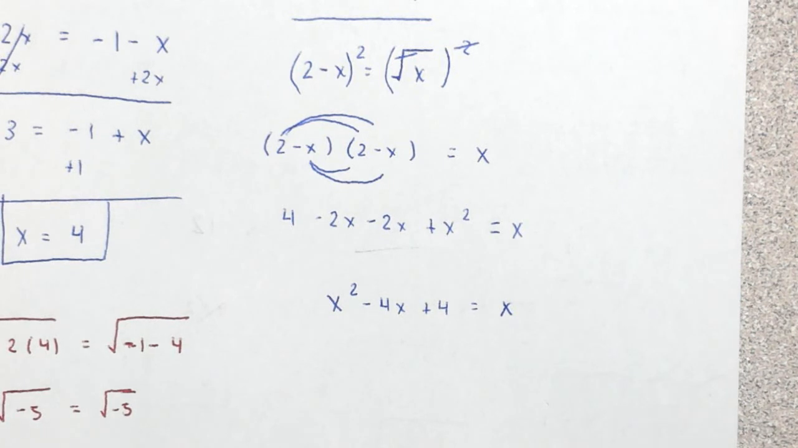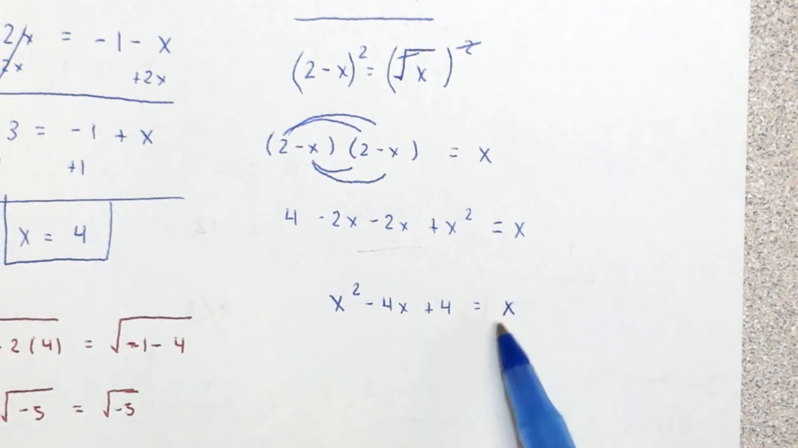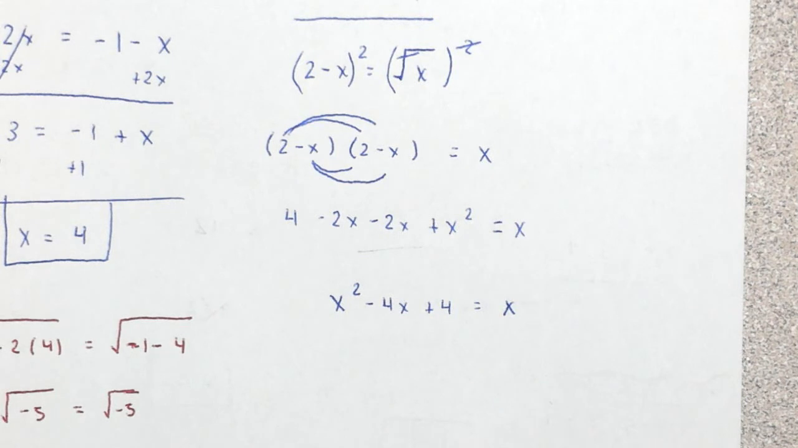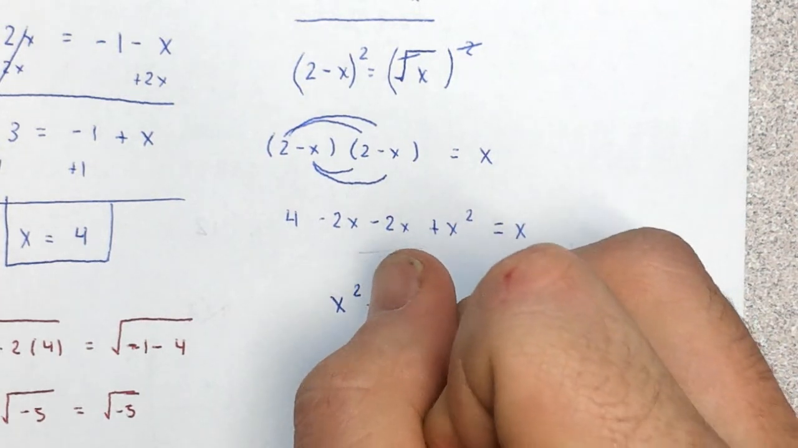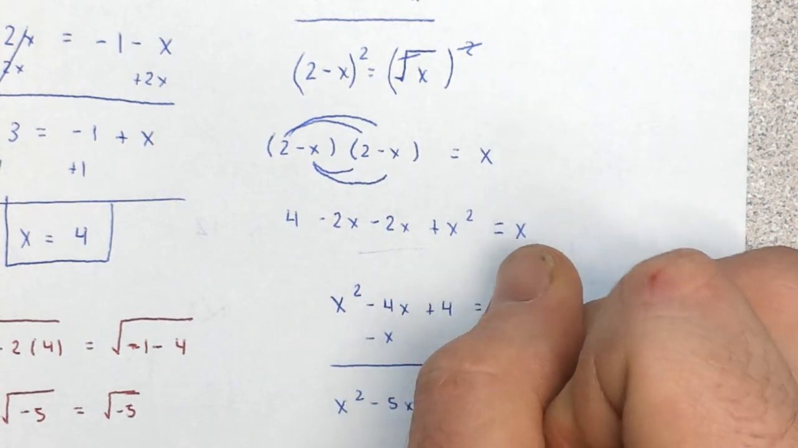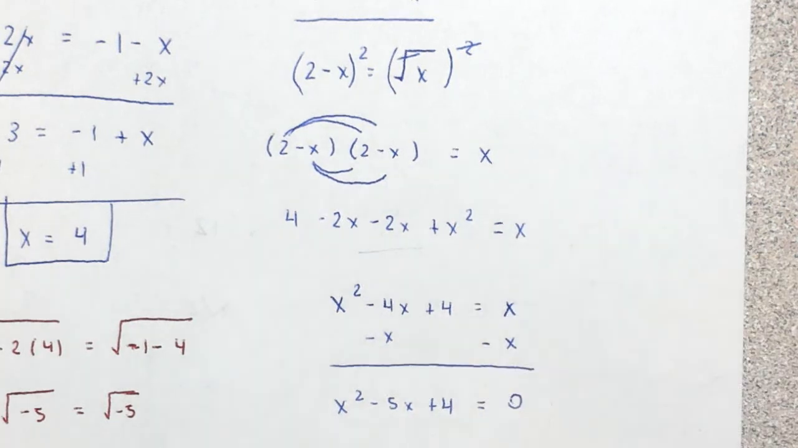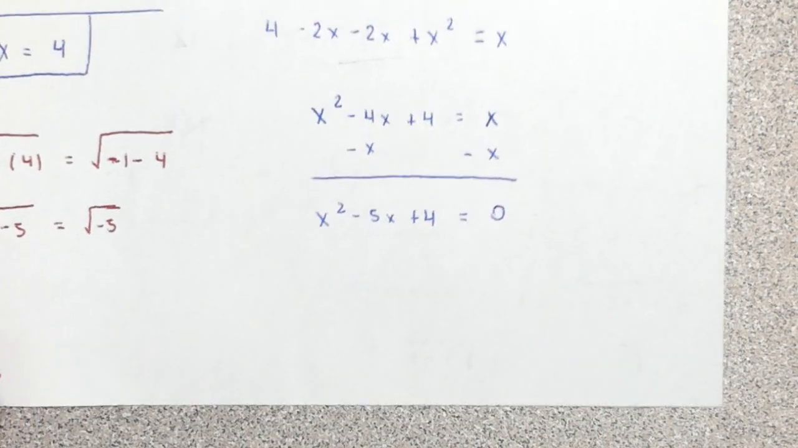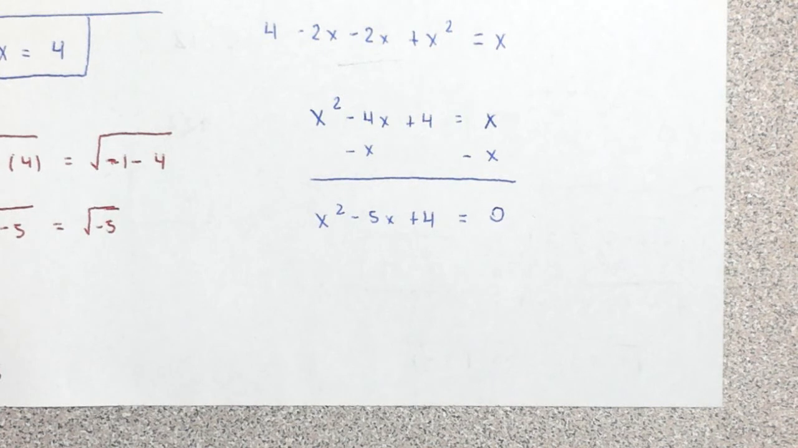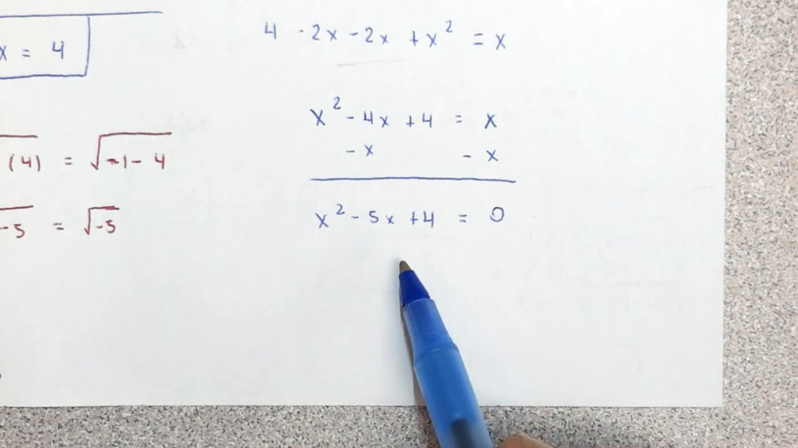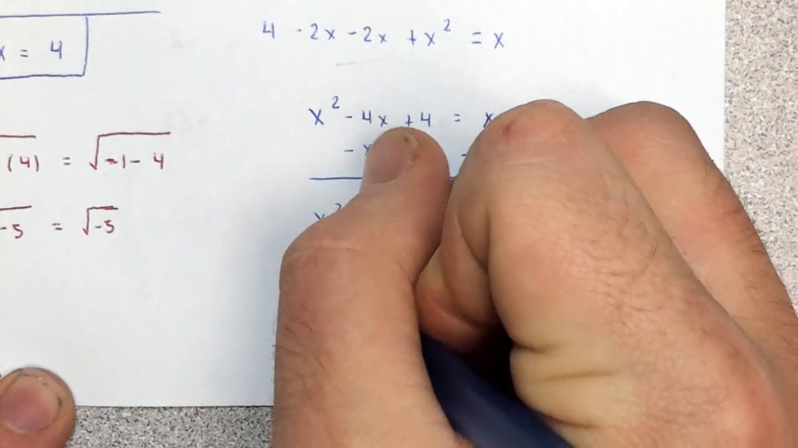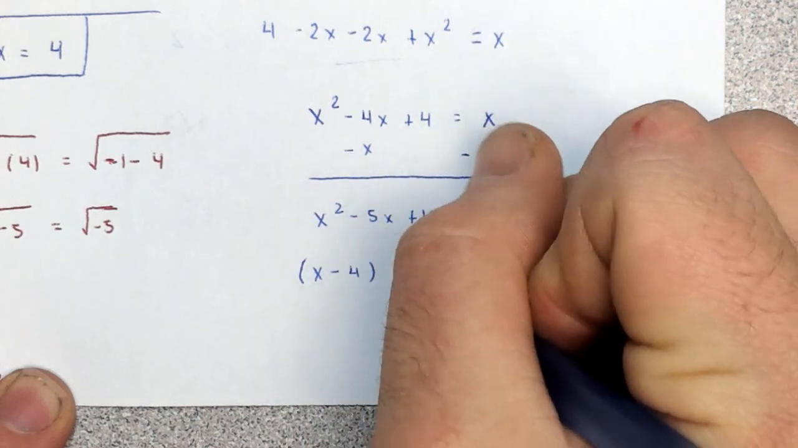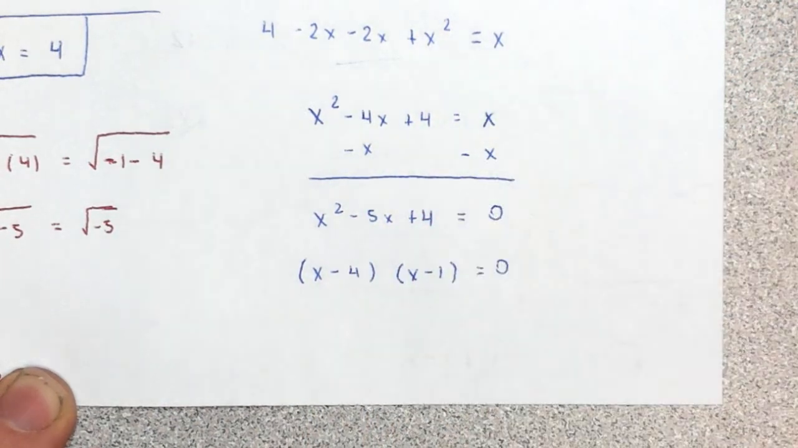And again, I'm trying to get everything on one side. Let me move it toward the positive x squared. So how do I get this Lone Ranger x to the opposite side? Subtract it. Very good. x squared minus 5x plus 4 equals 0. And this one should be real easy to solve. I should be able to factor this. What are some things that multiply to give 4 but add to equal negative 5? 4 and 1. But let's make them negative. So x minus 4 and x minus 1 is equal to 0.